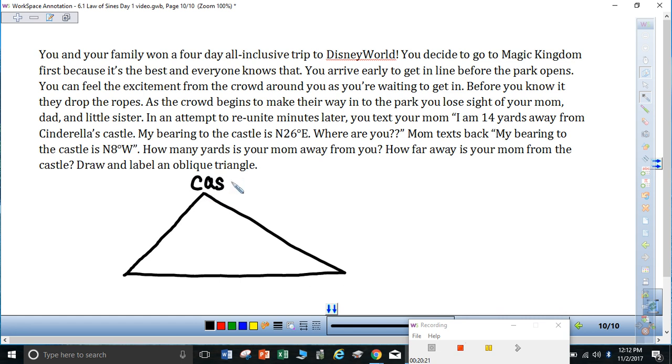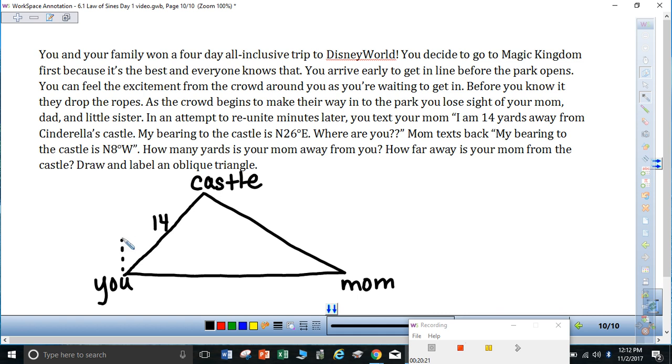So we have the castle. Let's put that here at the top. There's you, and then there's your mom. Okay, so those are the three objects, the people and the castle, that are creating this triangle shape. All right, first off, it says I am 14 yards away from the castle. So let's go ahead and label that 14. Then it says my bearing to the castle is north 26 degrees east.